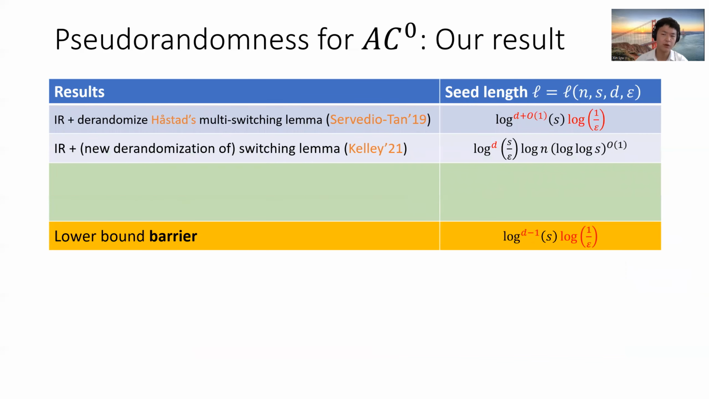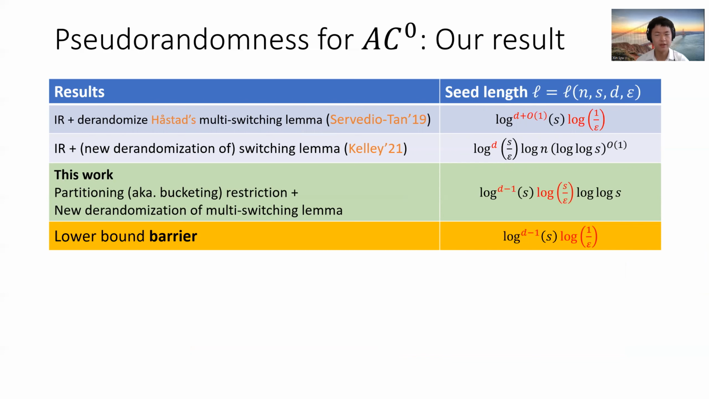Now we are ready to state our results. We will compare our results with the two incomparable state-of-the-art results, so we list them here for comparison. In this work, we give a new PRG for AC0 circuits with seed length log S to d minus 1 times log S over epsilon times log S. Our PRG improves both of the previous works. It achieves the best of both worlds.